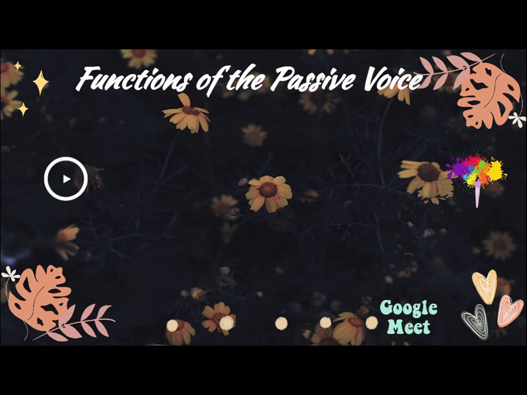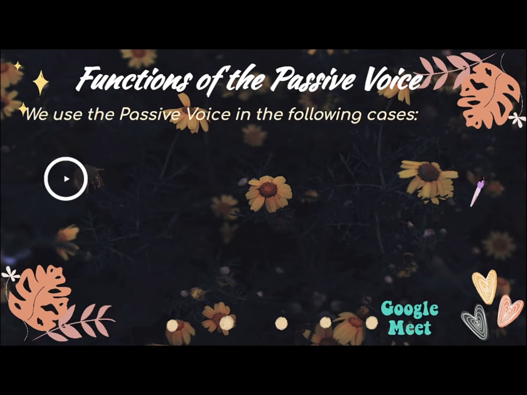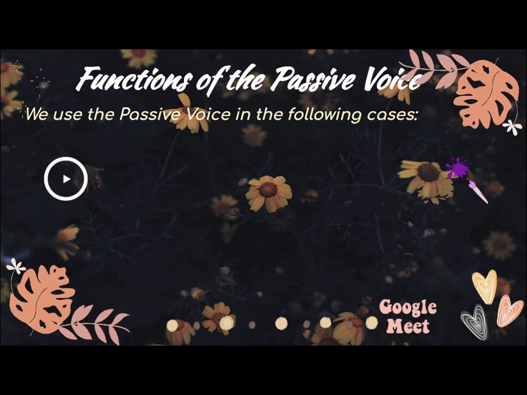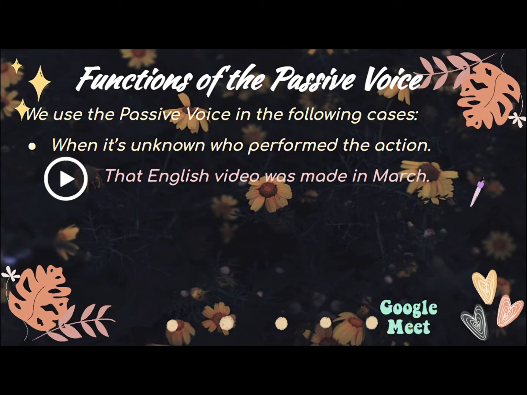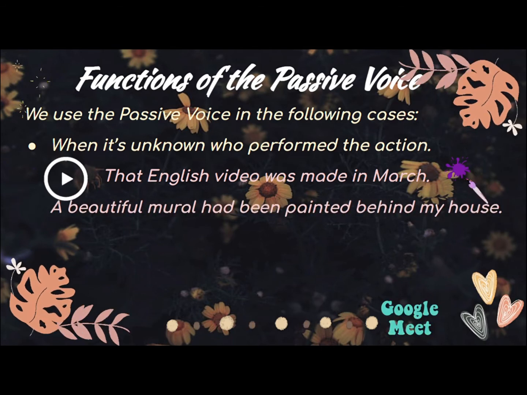Functions of the passive voice. We use the passive voice in the following cases. When it's unknown who performed the action, for example, that English video was made in March. We don't know who made that video. A beautiful mural has been painted behind my house.